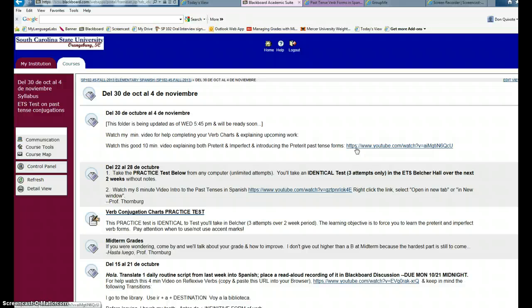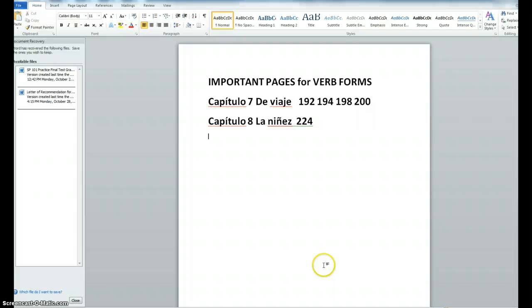Buena suerte. Adiós. Oh, before we leave, here are the most important pages, where you can also find the verb forms for the pretérito and the imperfect. Essentially, capítulo 7, chapter 7, which is the green volume 2 of your textbooks. These are the important pages that have these verb forms for the pretérito.